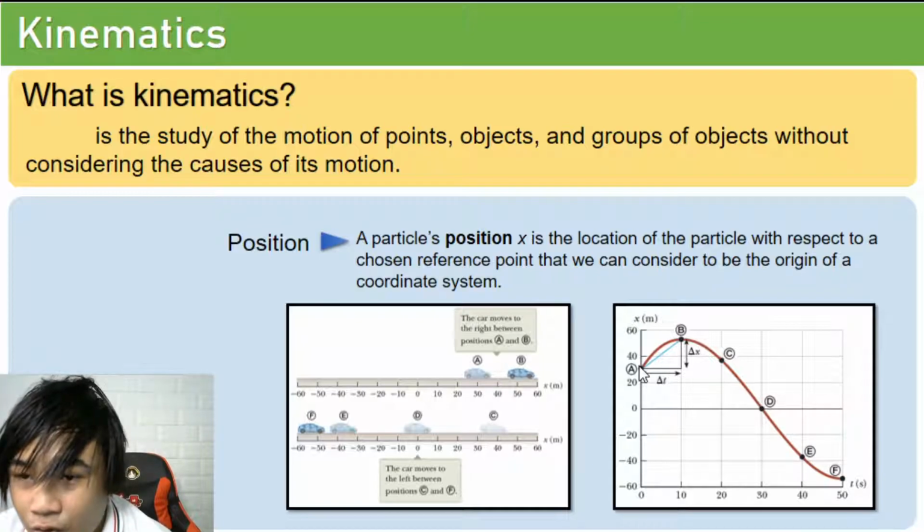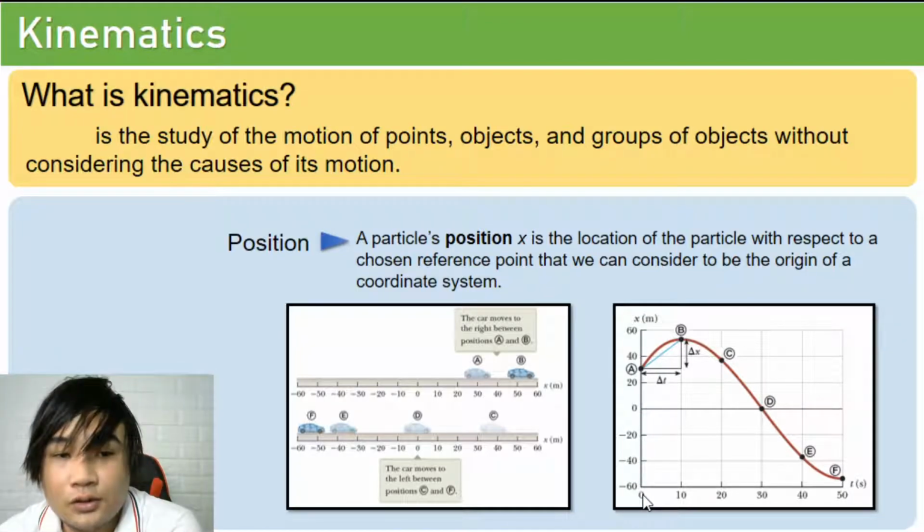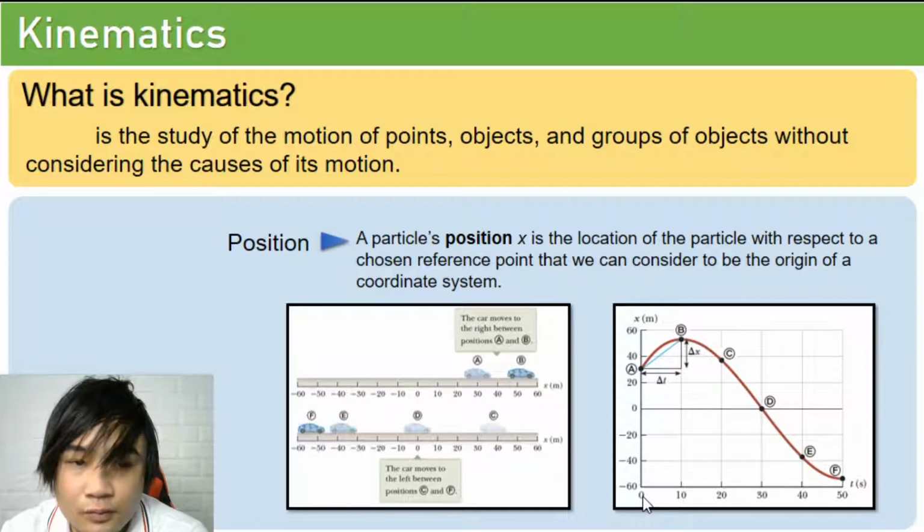Then nag-move siya forward until ma-reach niya yung position B, that is 50. Then umatras siya, kaya bababa siya dito. So yung position niya dito, nag-up siya hanggang 50, then atras siya hanggang negative 60. So that is your position.